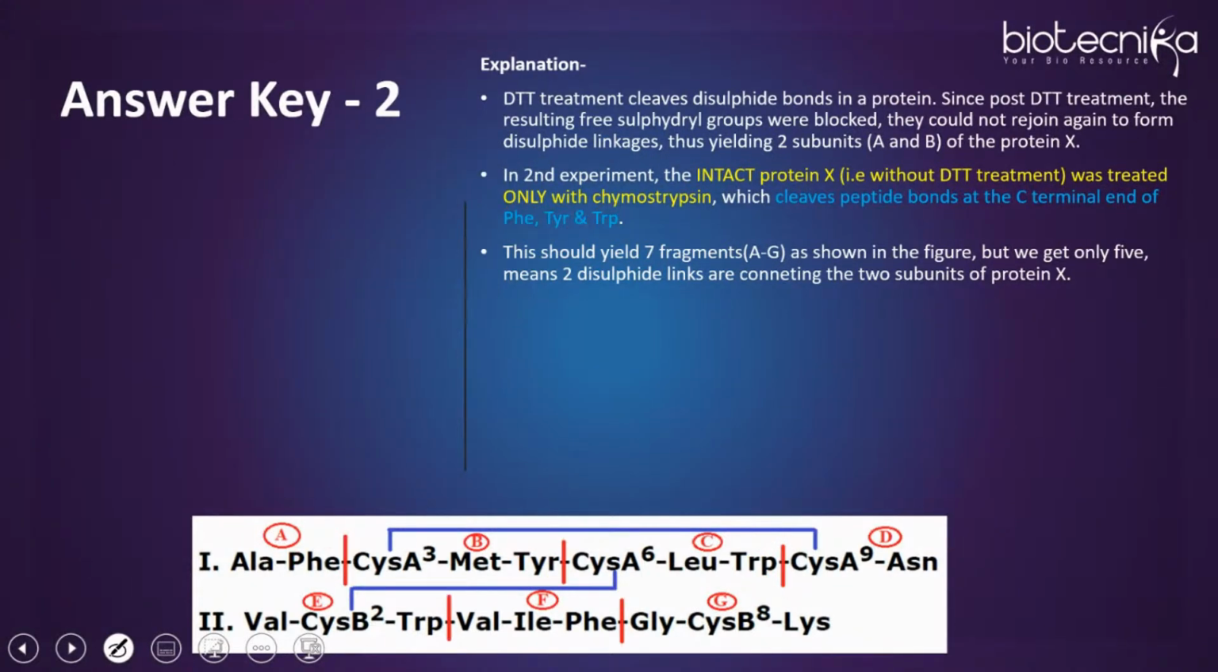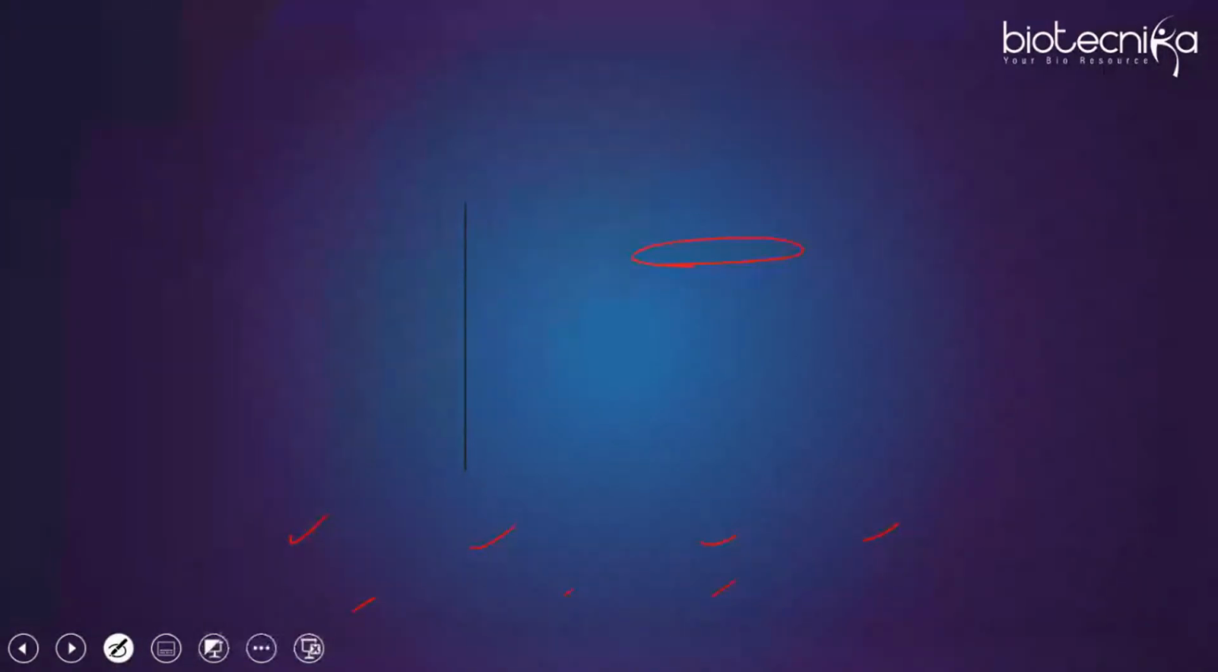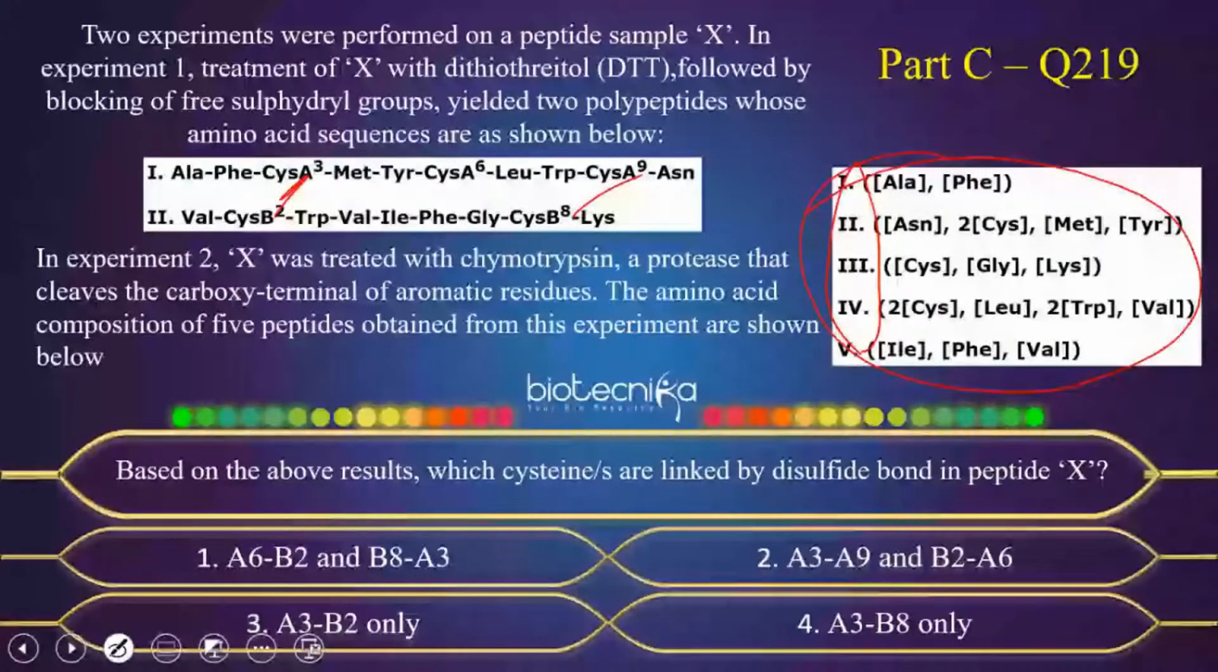Now totally how many fragments are you getting? 1, 2, 3, 4, 5, 6, 7. You're getting 7 fragments, A to G. But in that experiment result, if you see how many fragments they got after chymotrypsin treatment, they got 5. What does this mean? That 2 of them might be connected, right?